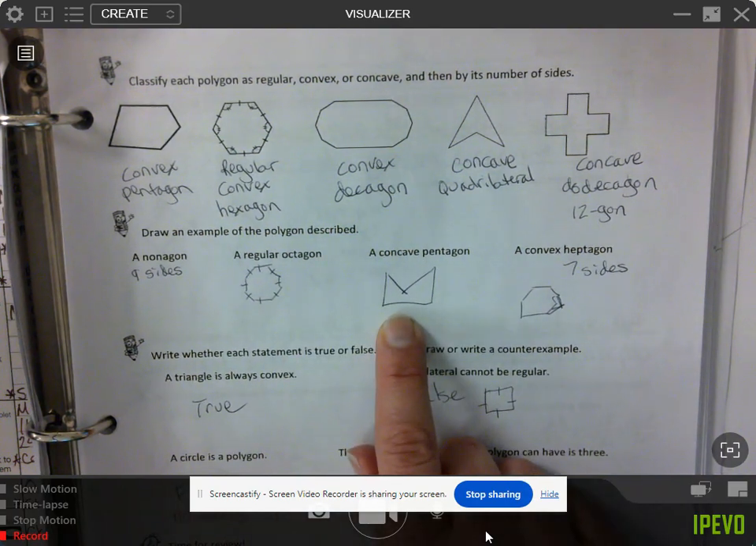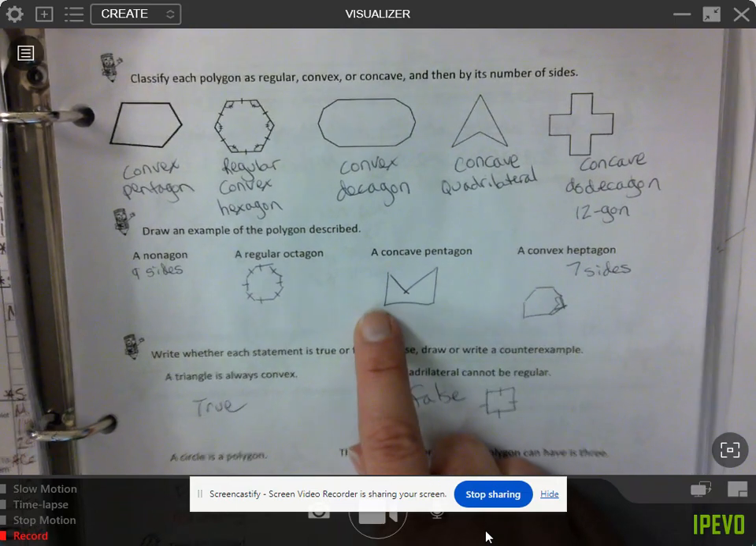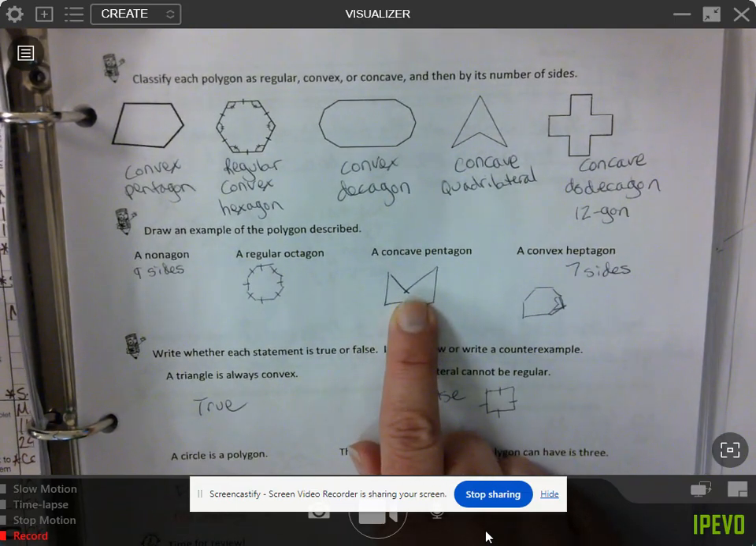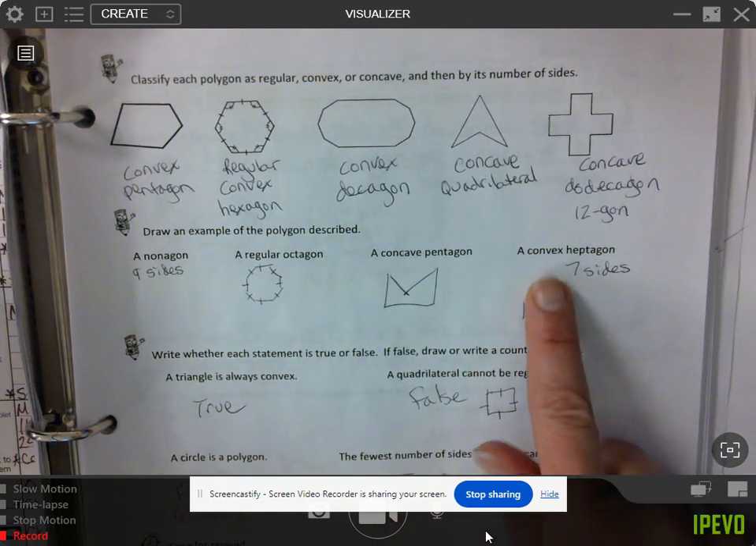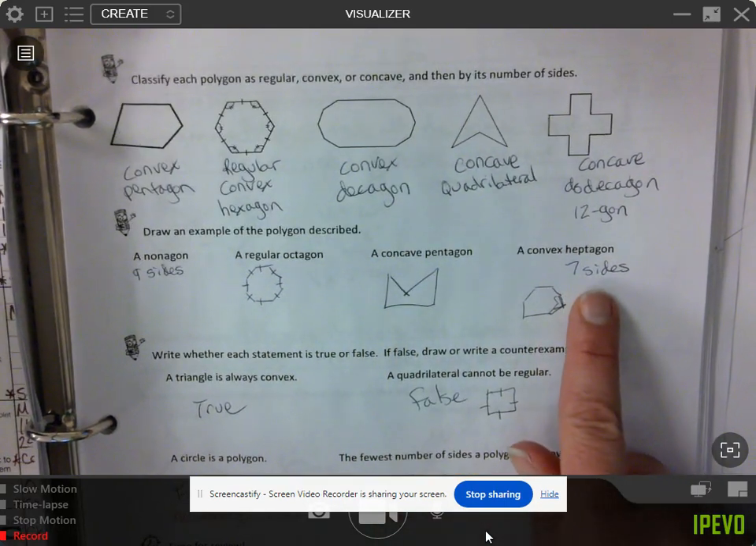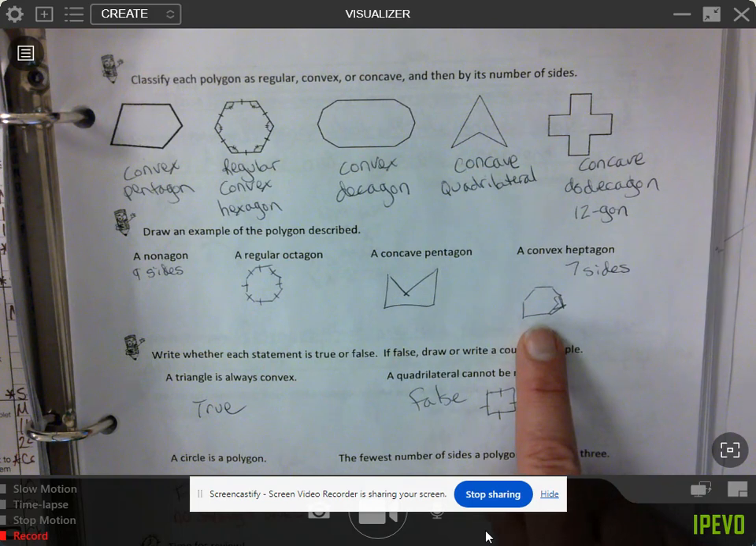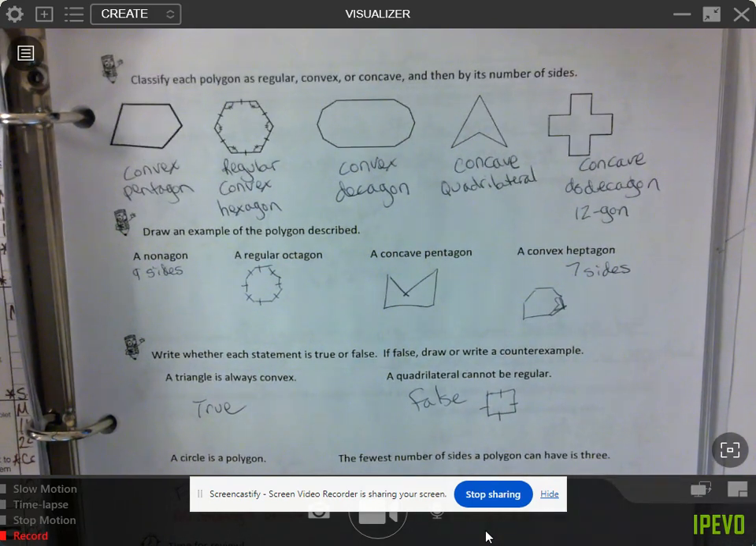Concave pentagon. Pentagon is 5 sides. And at least one of the sides has to be caved in. A convex heptagon means it has 7 sides, and it's convex, so all the angles have to be small, less than 180 degrees. Any questions on any of those?